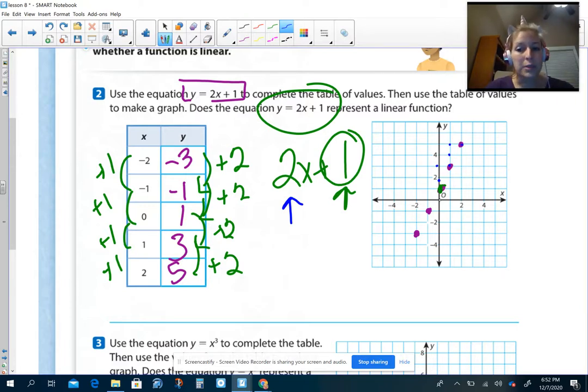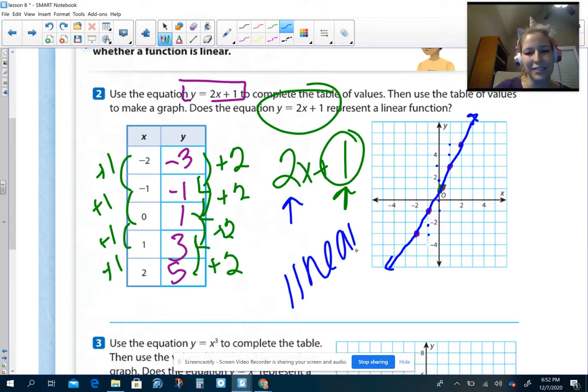Let's go the opposite way. I go down and over, down and over. But look at my line. And if I continued my line, it would continue. That's an ugly line. It should be straight. But is this linear? Yes, this is linear. Good. All right, let's go to the next one.